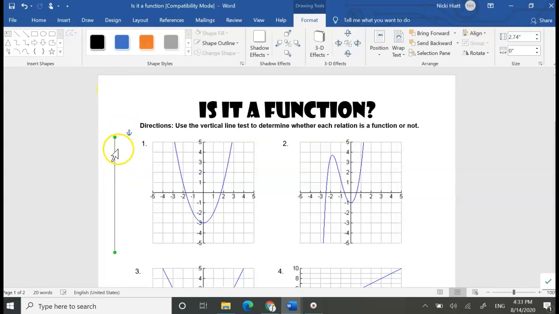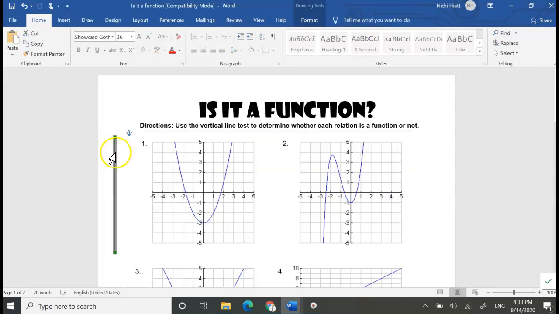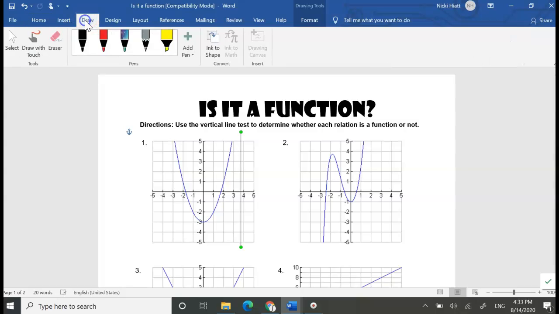Okay, so if I start with this first problem, if it'll let me, it's being a little bit hateful. There we go. If I pass this line through the graph, you'll notice that every single point, that vertical line only touches the graph once. So this would be a function.